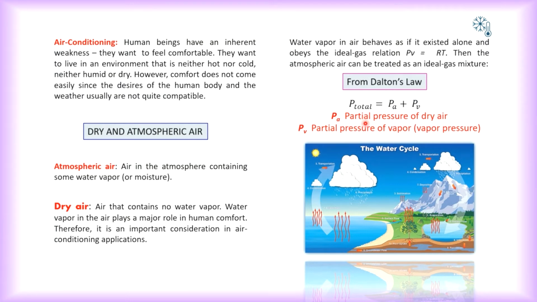So PA is called the partial pressure of dry air. And PV is called the partial pressure of vapor, or the vapor pressure. Okay? Now, that is the specific and relative humidity.